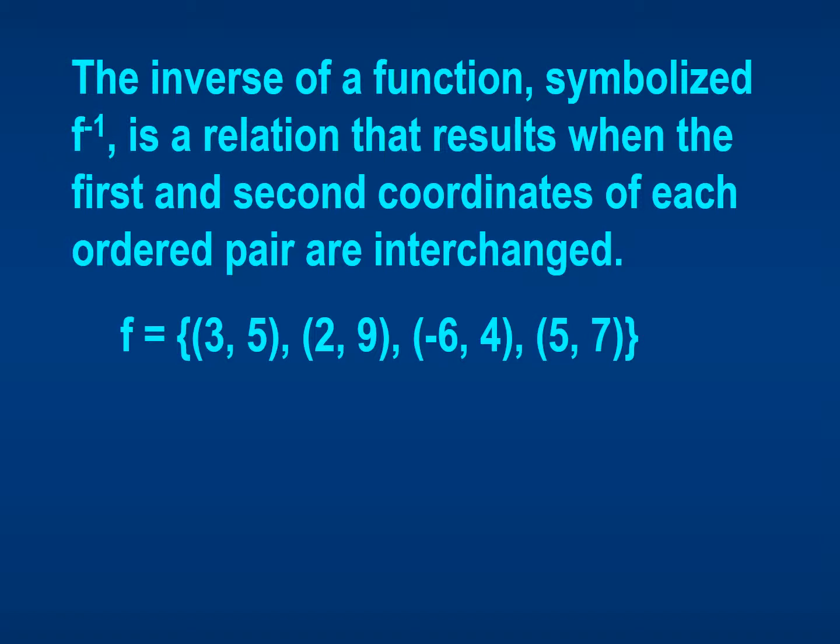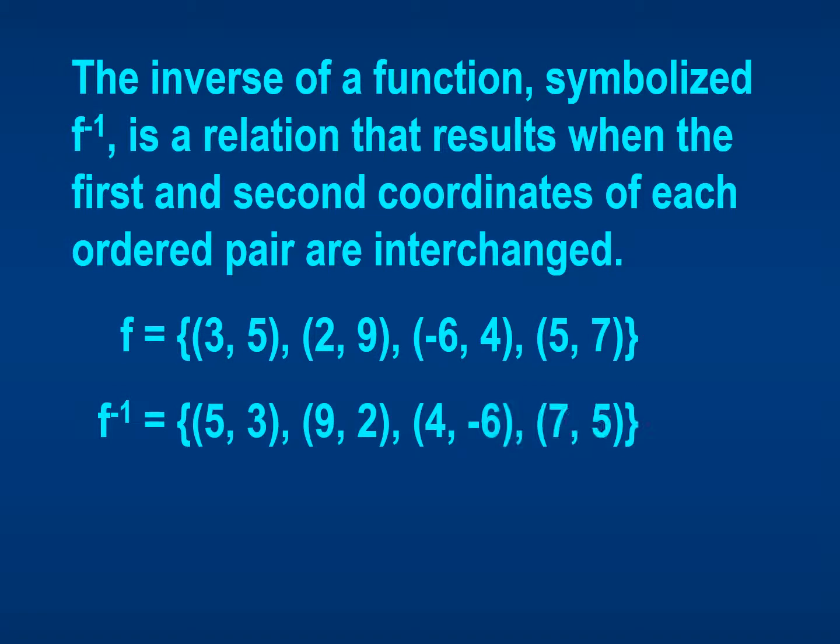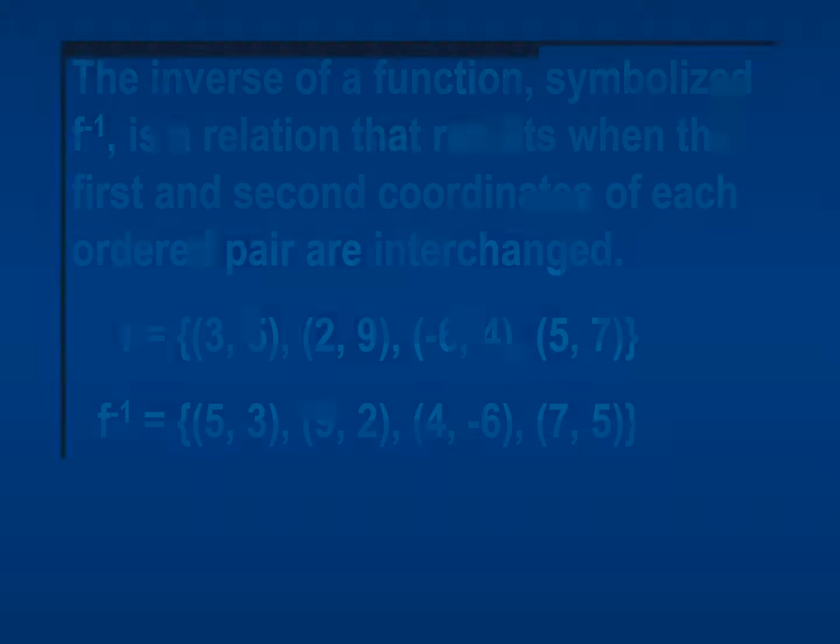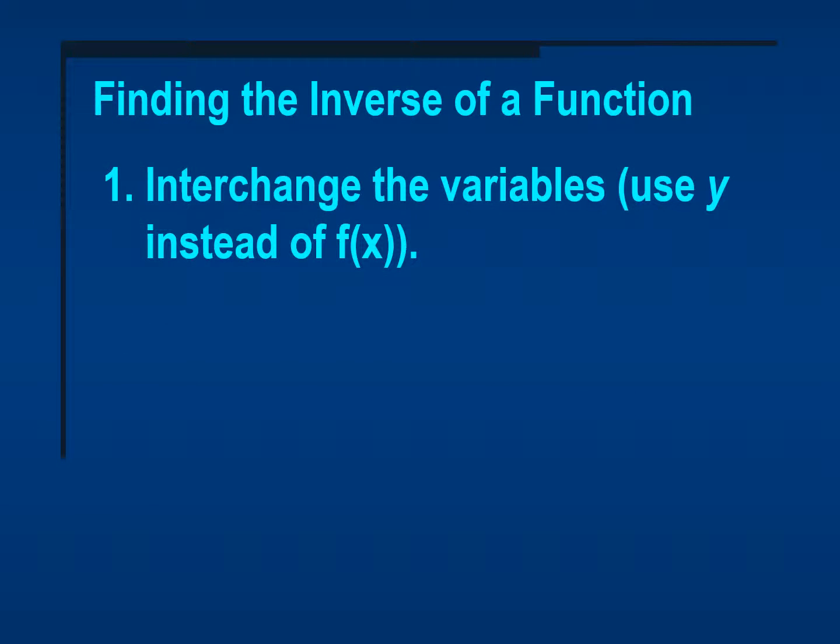It's going to be a relation where the coordinates are switched. So you're going to switch your first coordinate and your second coordinate, and so your x becomes your y and your y becomes your x. If this is our f function here, in order to get the inverse of f, we're going to switch our coordinates. So instead of saying 3, 5, we're going to say 5, 3. Instead of saying 9, we get 9, 2. And so on. So if you have a function that's listed as ordered pairs, you just change x and y.